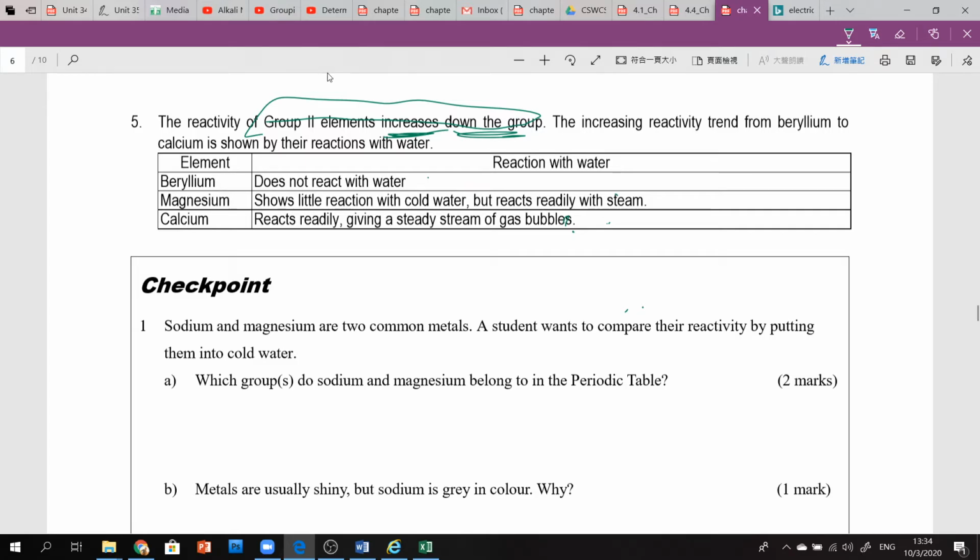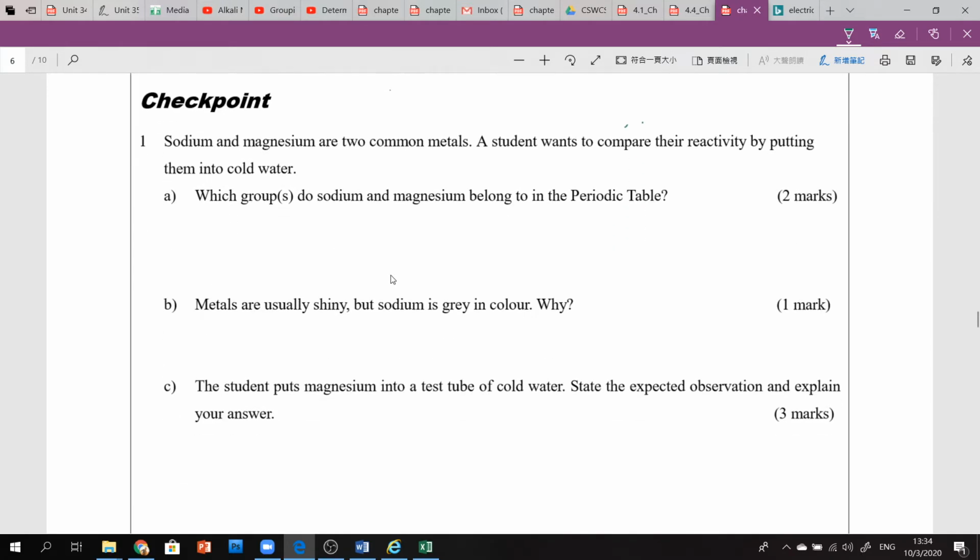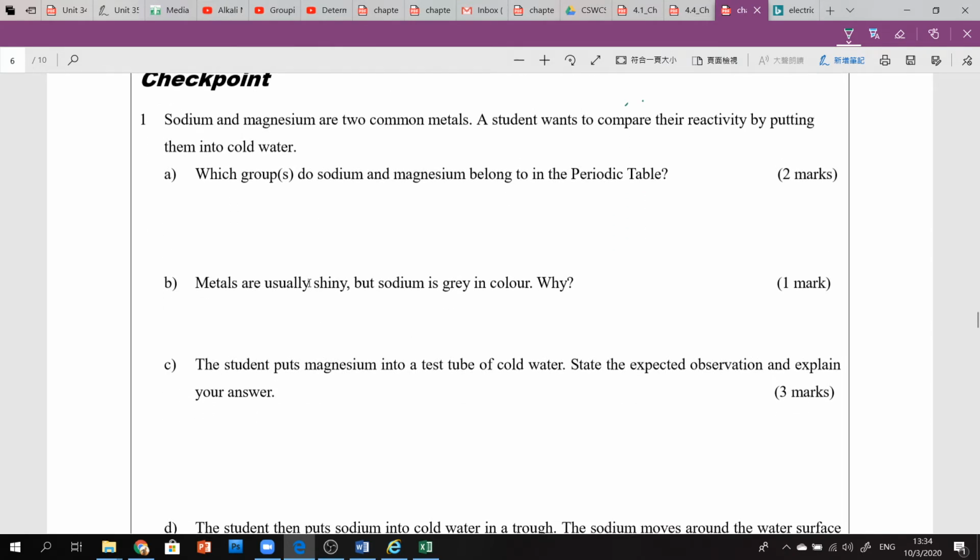So shall we take a look at the chat point? For sodium and magnesium, they are two common metals. The students want to compare the reactivity by putting them in cold water. Which group do sodium and magnesium belong to in the periodic table? So what we get is about which group and which period sodium and magnesium belong to.